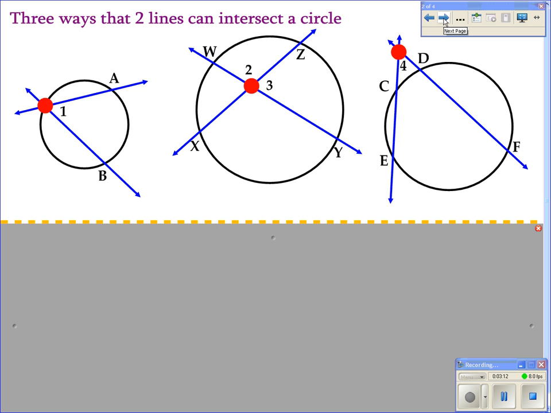So there are 3 different ways that 2 lines can intersect in a circle. And I've highlighted the specific differences in these 3. So those red dots right there can either be on the circle, in the circle, or outside of the circle. So if you could get these 3 pictures down, we're going to get formulas for each one. And you'll want to get all those same letters down as well, because that's how our formulas are going to work underneath each one.